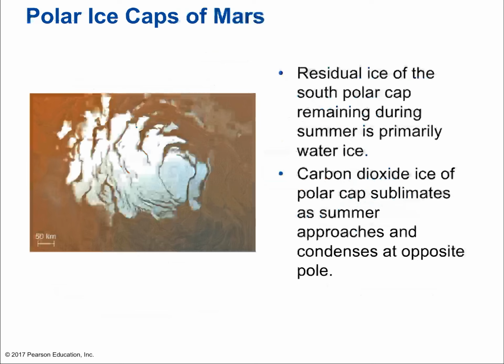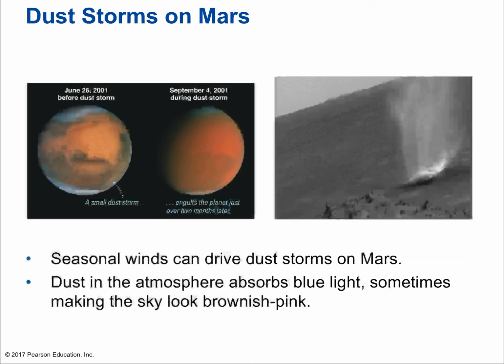Furthermore, ice on Mars. Residual ice of the polar cap remains during the summer, and it's primarily water ice. Carbon dioxide ice of the polar cap sublimates as summer approaches and condenses at the opposite pole. So some of the ice on Mars is actually not H2O. It's just carbon dioxide, but there is actual water ice as well. And there are a lot of dust storms on Mars. So Mars today doesn't have a very thick atmosphere, but it certainly has enough of an atmosphere to support wind.